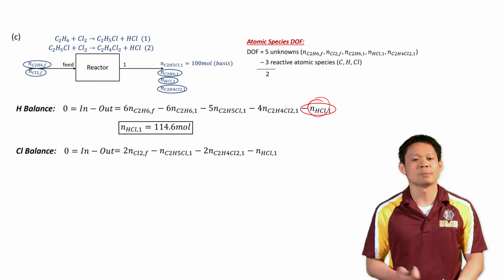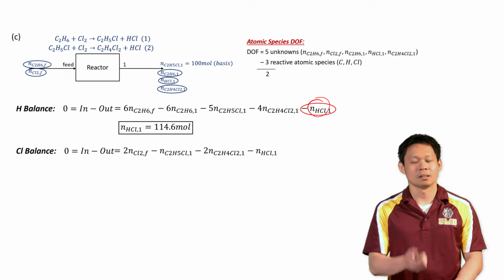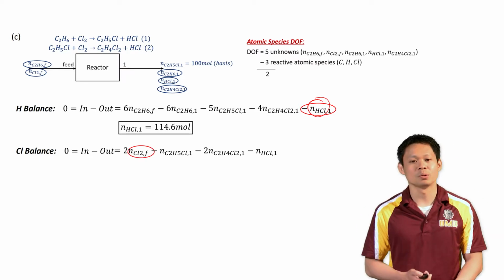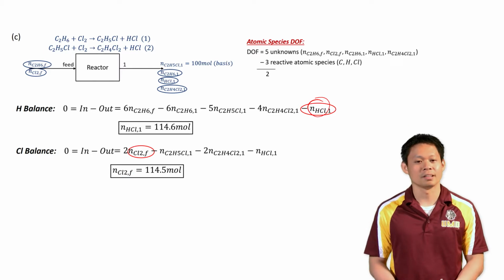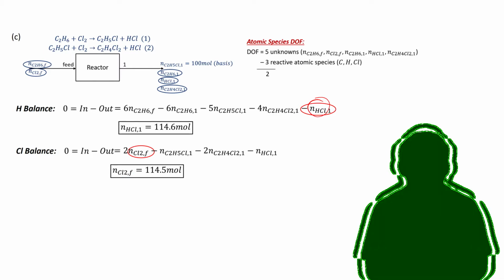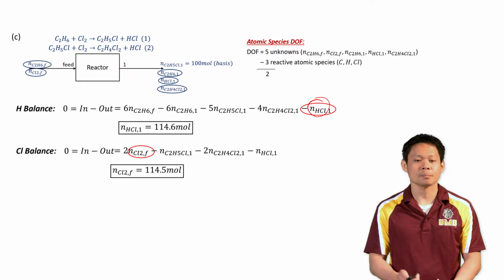With that, we have our last balance to do, our chlorine balance. Writing out the chlorine balance, we have 1 unknown left, which is our chlorine in the feed. From there, we can calculate it as 104.5 moles. So we have completed solving this problem.